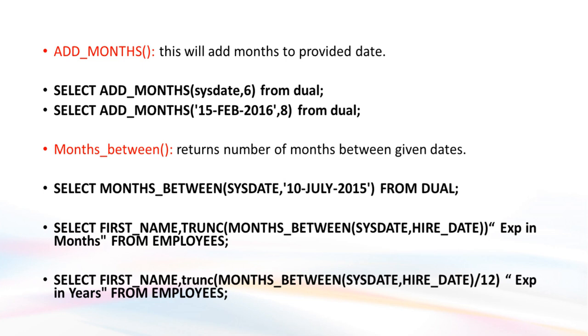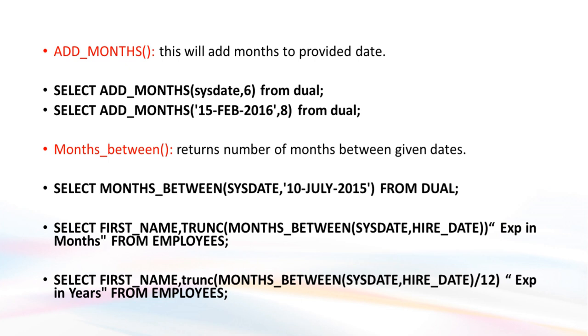Suppose if you want to give any previous date, this should be the lower one, and the next parameter should be the higher one. Okay, make sure. So months between means it will give you the months between 2 dates. It returns the months between 2 dates. Then how do we need to use this for the employees table?